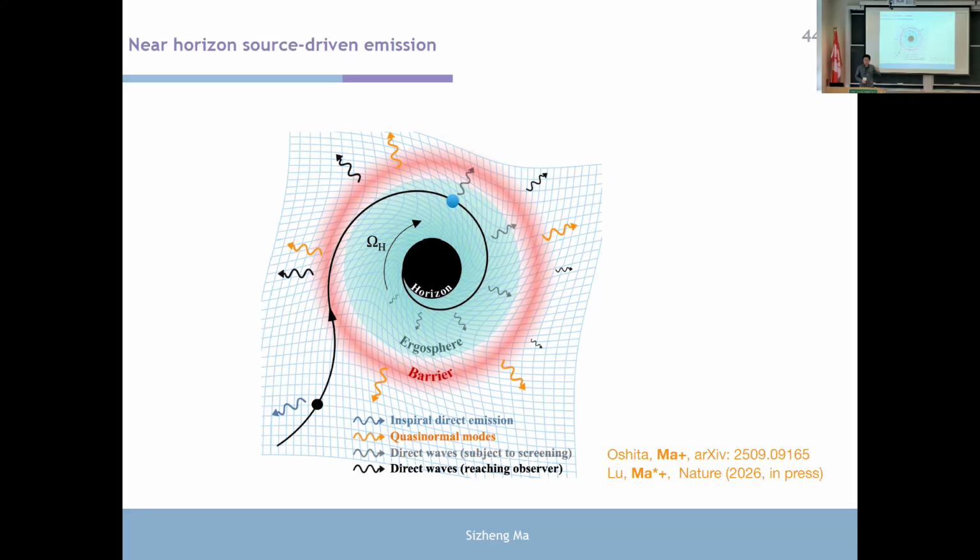Even during and after this regime, this small particle still continues to behave as a source to trigger the source-driven emission. This source-driven emission, from the very early inspiral stage all the way up to the very late stage, should evolve continuously. It is not shut down abruptly. Here I use those gray arrows to indicate this near horizon source-driven emission. Because they are sourced very close to the horizon, they actually carry some near horizon features.